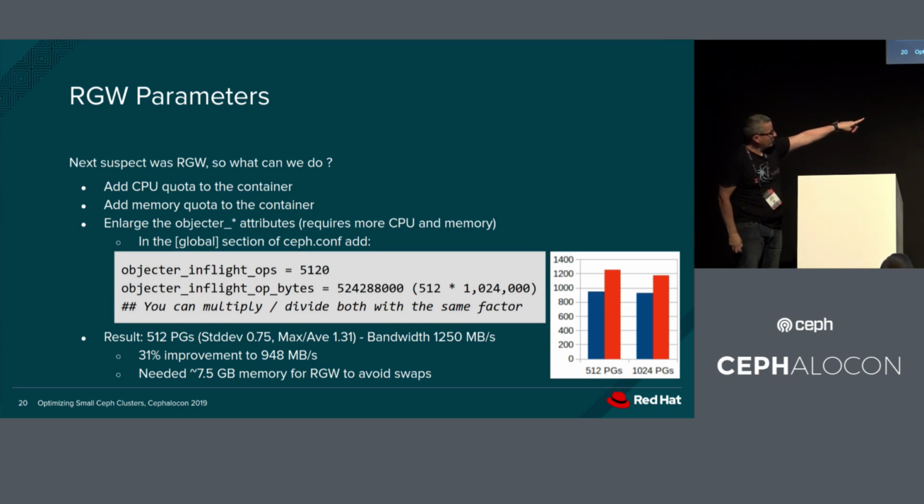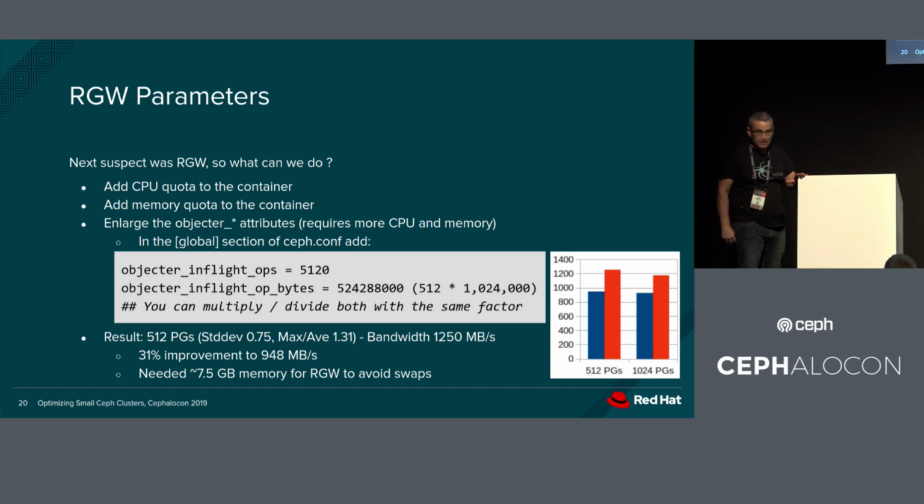But we see here, this graph starts with 0, and we see about 31% improvement. We got to 1250 megabytes per second, which is reasonably where I expected to be. So it's a quite optimized system from what it was. But we had another issue.